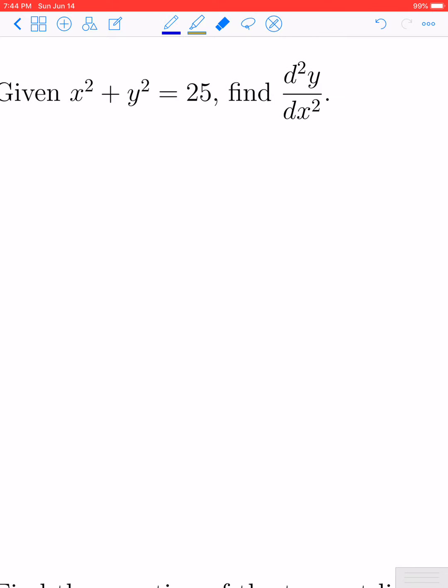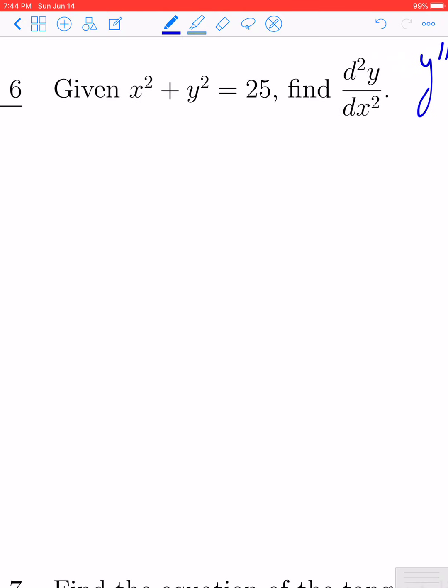Again, just in terms of the algebra, I find it a little bit more convenient to use the prime notation. I think it's just visually a little bit easier to look at when you have it all together. So I'm just going to use the prime notation. Essentially we want to find y double prime. To begin, let's start by finding the first derivative. So we're going to take the derivative with respect to x on both sides.